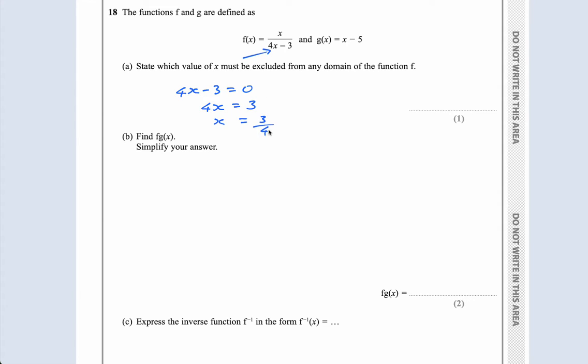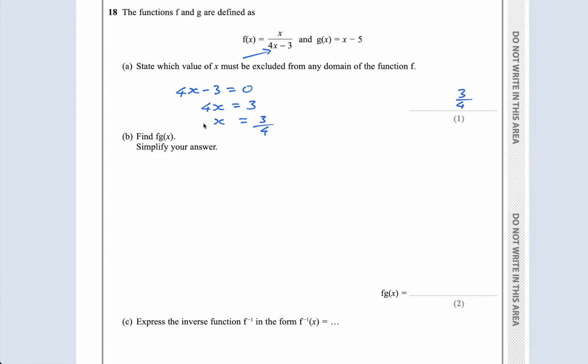So the answer is 3 over 4. Because if I put 3 over 4 in there, what happens is, and you can do it with your calculator, guys, if you do 3 over 4 divided by 3 over 4 minus 4 times 3 over 4 minus 3, your calculator will just give you an error because you end up dividing by 0. So that's the answer. Find f of g of x.